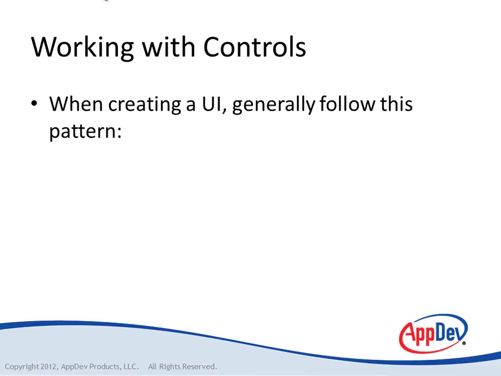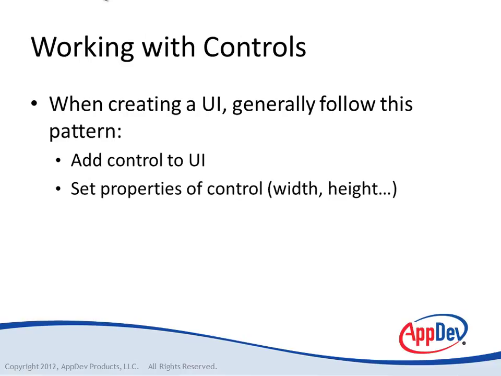Now, when you create a UI, just like with almost any other Microsoft development environment, you generally follow this pattern. You add a control to the UI, you set properties of the control like its width or height or whatever property you need to modify, and then you hook up event handling code so that the control can do stuff, interact with the user, handle interesting things happening as part of the application.